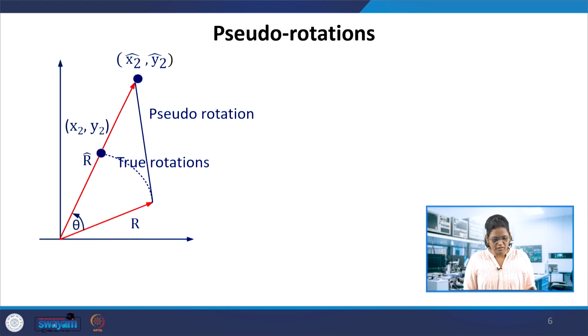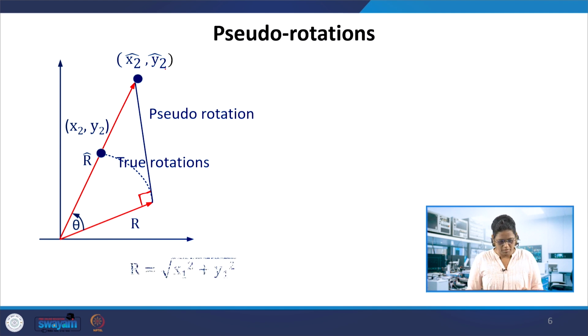Here is the rotation. We can observe that this is the initial position x1 y1. If we have the true rotation, this should move to the point x2 y2, which we have seen in the previous diagrams with theta. With the pseudo rotation, it no longer follows this circular path; it is exactly 90 degrees from here. If you draw a line over here, the magnitude of this vector is also increasing, written as r cap. So this point is now not x2 y2 but x2 cap and y2 cap.